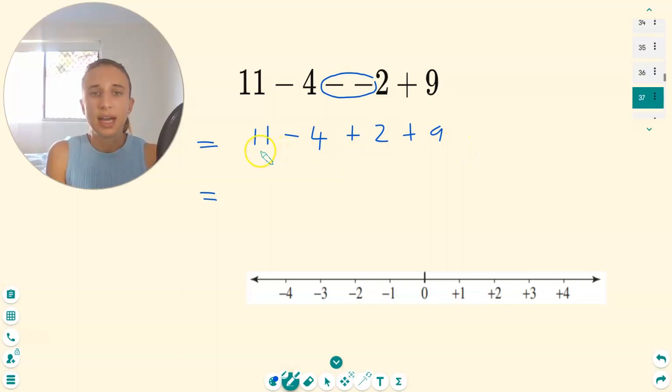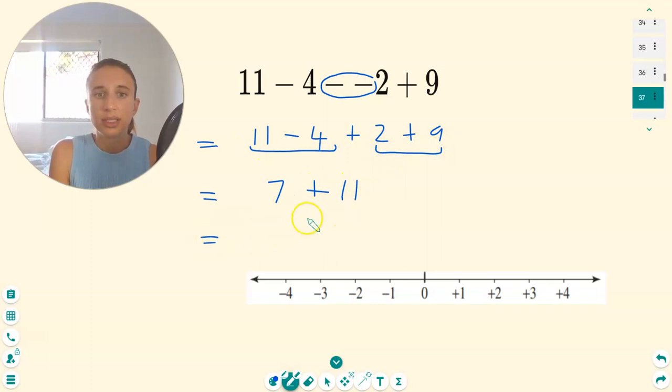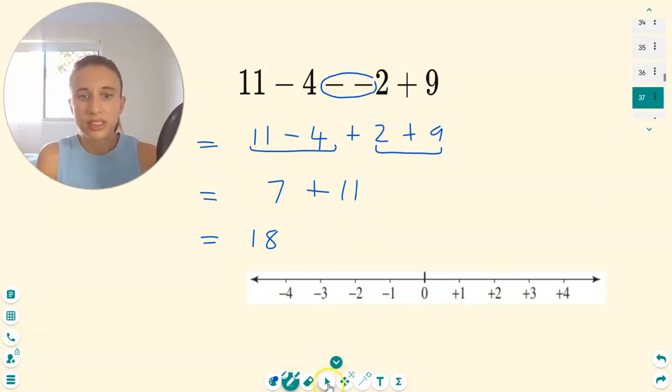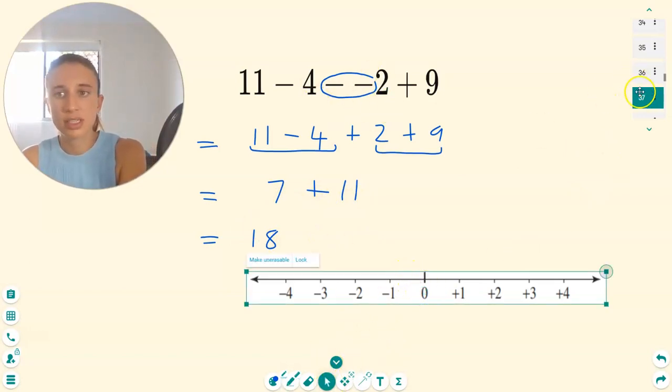I can see that 11 take 4, right? Well, I know that's 7. And you can even do a couple at a time. 2 plus 9 is 11. 7 and 1 is 8. 7 and 11, 18. Now, when signs are next to each other, same signs means add.